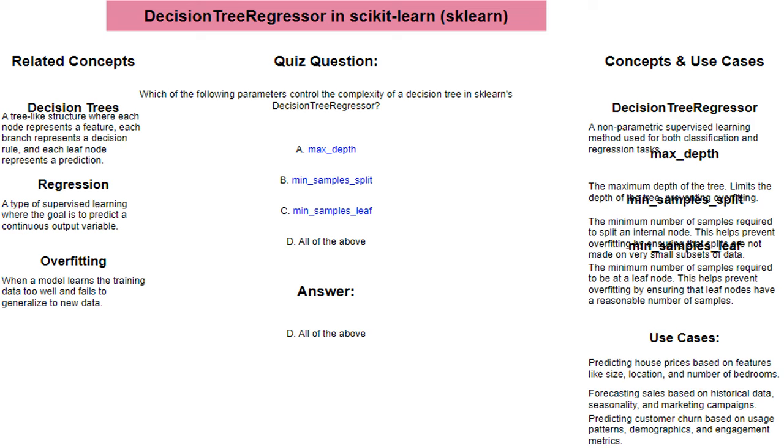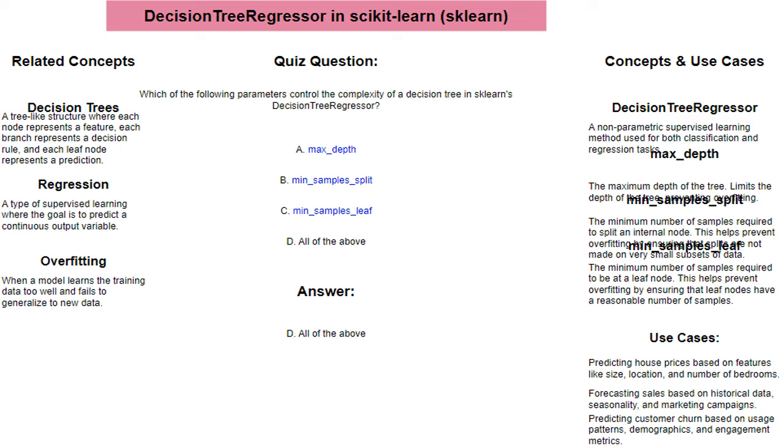Hence, min_samples_split influences complexity. True. C. min_samples_leaf. The min_samples_leaf parameter determines the minimum number of samples required in a leaf node. Increasing this value prevents the tree from creating very small leaf nodes, thereby limiting the tree's complexity. True. D. All of the above.